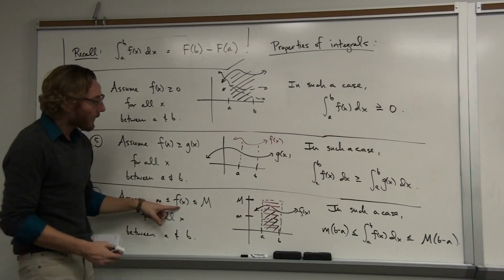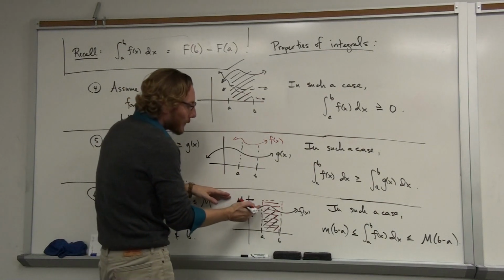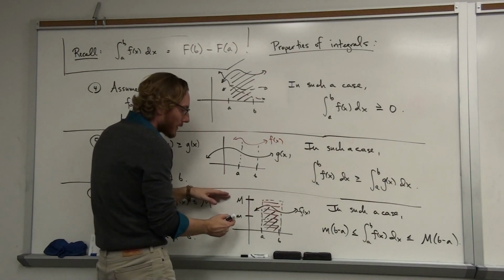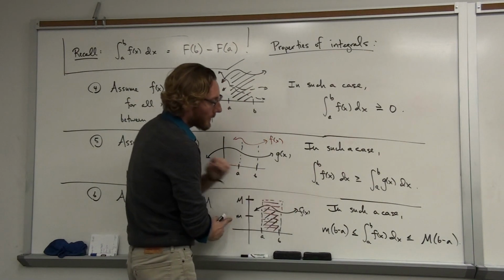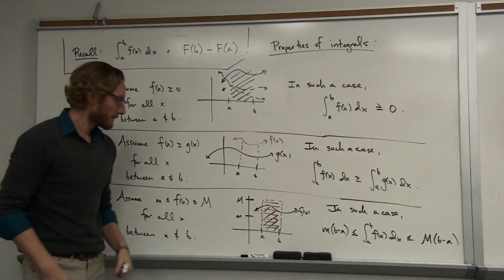And if your function lives between two values, then the area under your function is going to be bigger than a rectangle built on the smaller value and smaller than a rectangle built on the larger value. And that's a wrap.